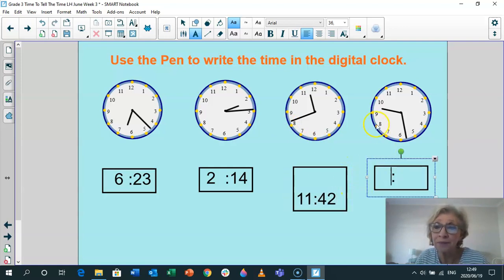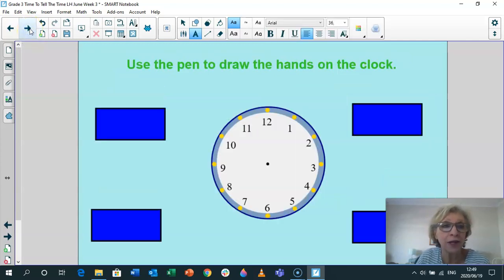This one, well, what's the hour? 9, so we get that out the way first. How many minutes past 9? It's not yet half past. It's not yet 9:30. It's about 9:28, I would say. Good, well done. Go back and try it again and see if you can get that right.